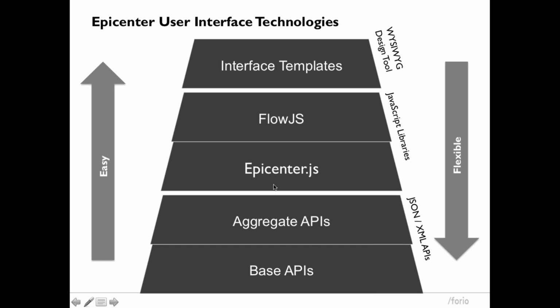But if you are a professional web designer, or if there's someone on your team who is, they can use either this Flow.js layer or this Epicenter.js layer. And if you want to build a full, say, iOS app where you want it to run as a standard app in the Apple Store or an Android app or something like that, you can even do that with the platform using these aggregate APIs and base APIs that are available within the platform too.